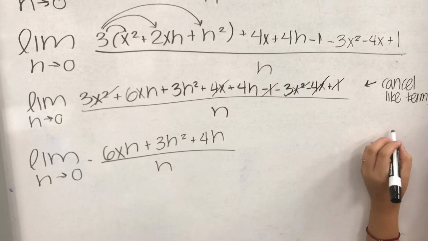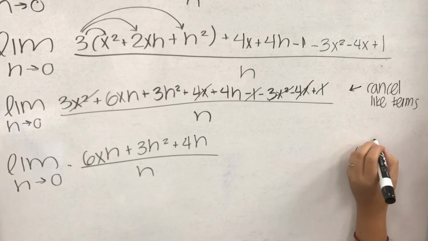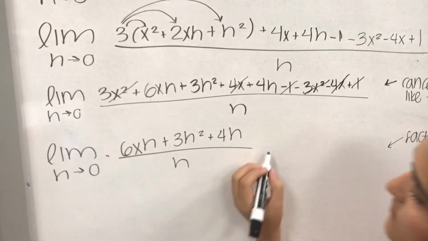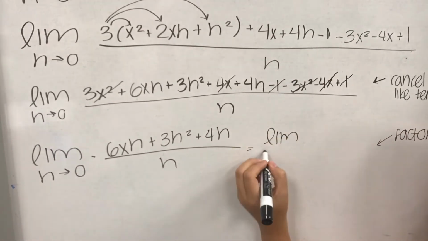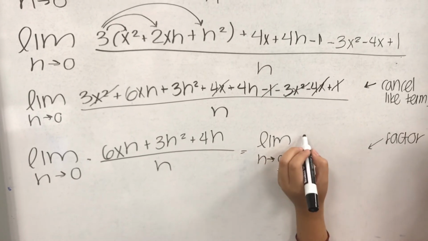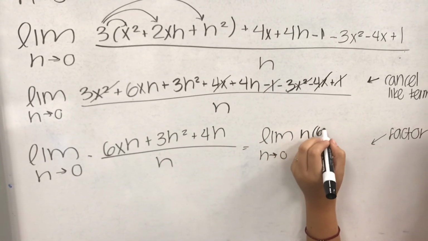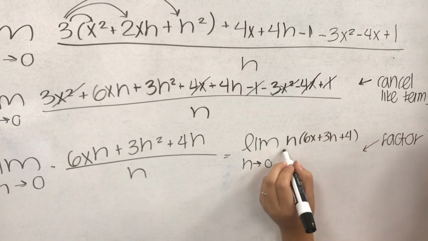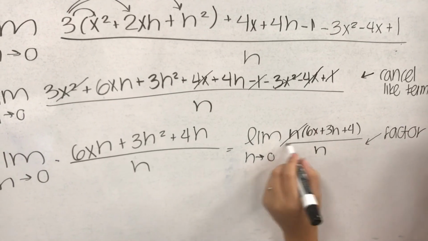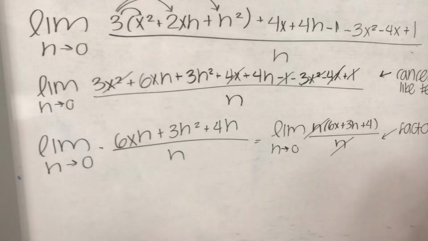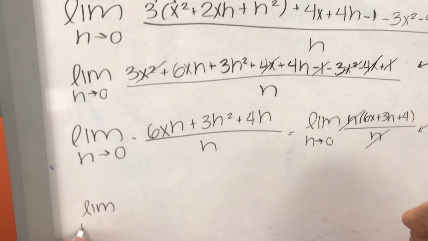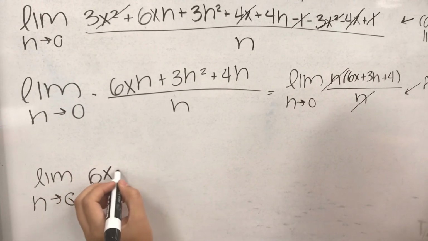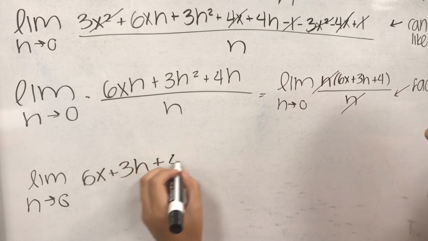So for this next step, we have to factor. We are factoring so we can leave the h outside, and then that way it will cancel with the denominator. We have to rewrite that the limit of h approaching 0 is: you isolate the h, you open parentheses, and fill in what they need to complete the original equation, all over h. As you can see, the h will cancel, and you will be left with the limit of h approaching 0 of 6x plus 3h plus 4.